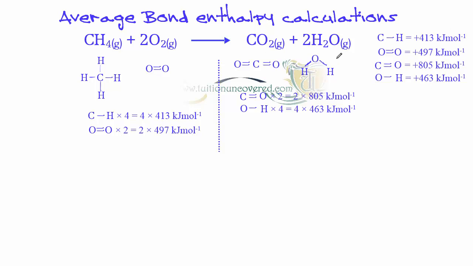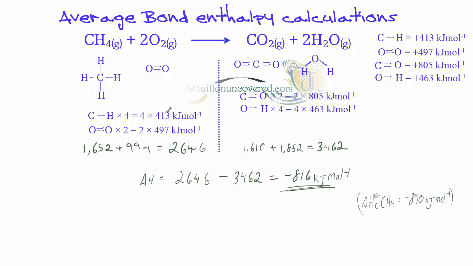And likewise in my products, I'm reforming these bonds. So CO2 has 2 C=O double bonds either side. If I have 1 CO2 molecule, I've got 2 of these bonds, as it's shown here, 2 times 805 kilojoules per mole. Likewise, my water molecule has O-H bonds. Each molecule has 2, so if I have 2 H2Os, I must have 4 O-H bonds. Simple calculation.